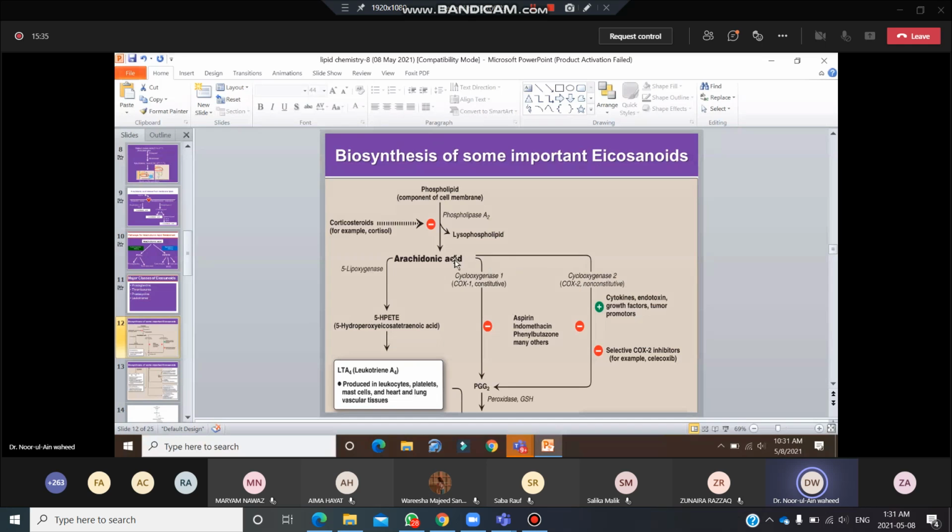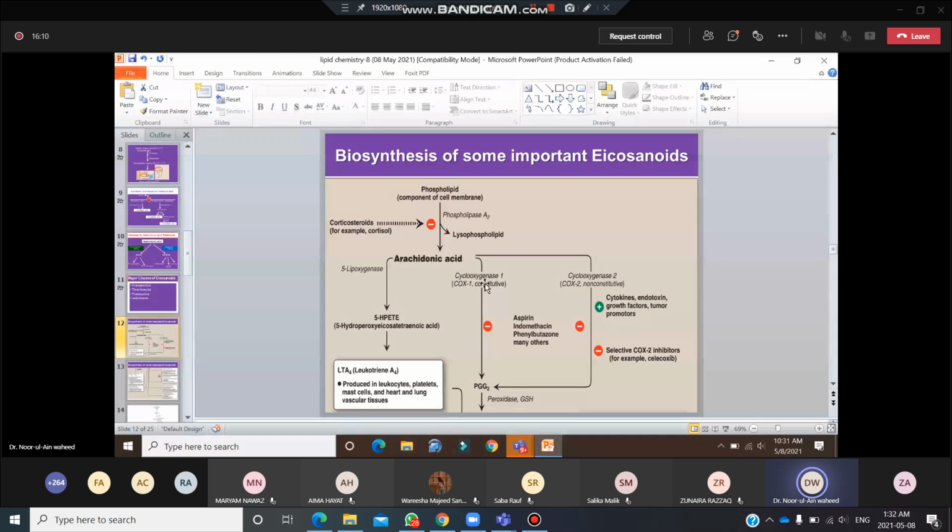Here it is, arachidonic acid. If it follows the cyclooxygenase pathway, it makes PGG2. How does it make PGG2? This action is catalyzed by the endoperoxide synthase enzyme, and this enzyme has two catalytic activities. One is cyclooxygenase activity, and the second is known as peroxidase activity. For the peroxidase activity, the reduced form of glutathione is used as a reducing agent.